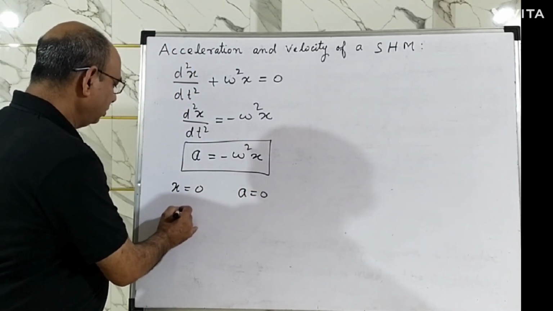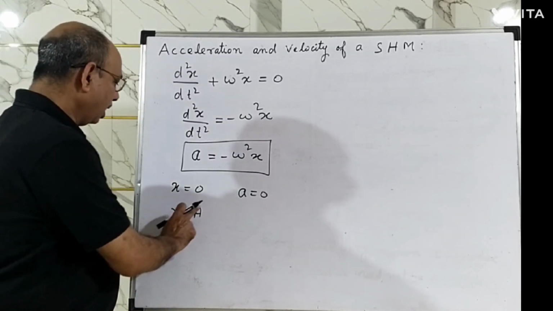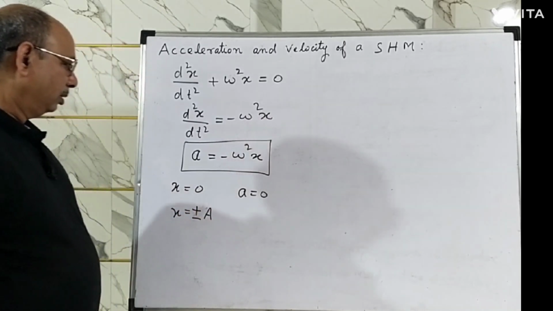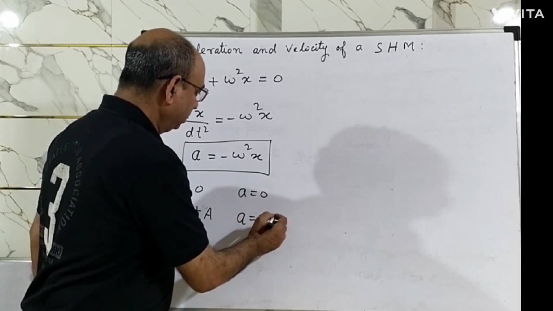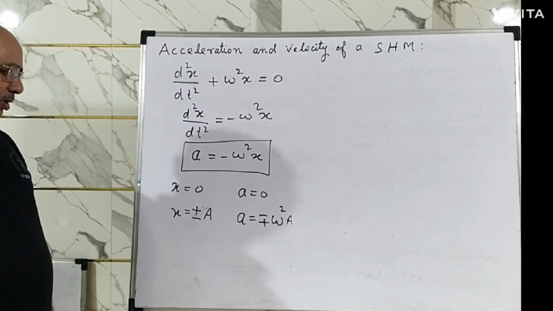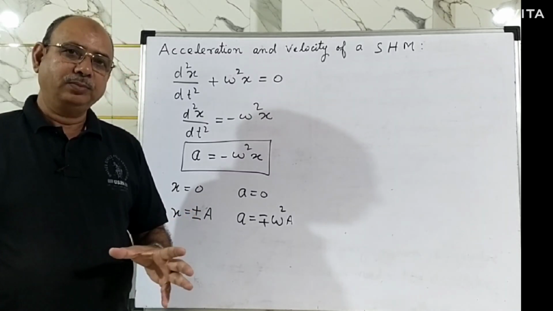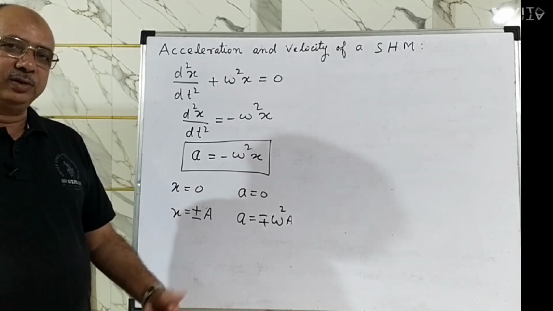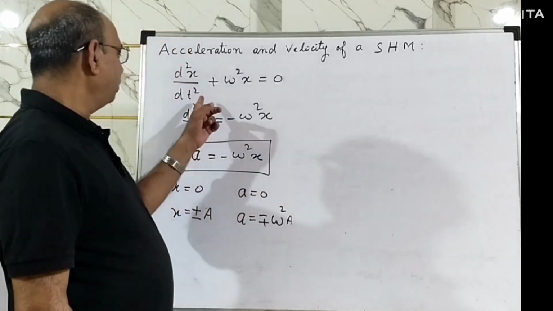When x is equal to A, that means body is at the extreme position, or specifically we can say when x is equal to plus minus A, then acceleration will be equal to minus plus omega square A. That means acceleration at the extreme point will be maximum, that is equal to minus omega square A in terms of the magnitude. Now let's derive the expression for velocity from the same equation.